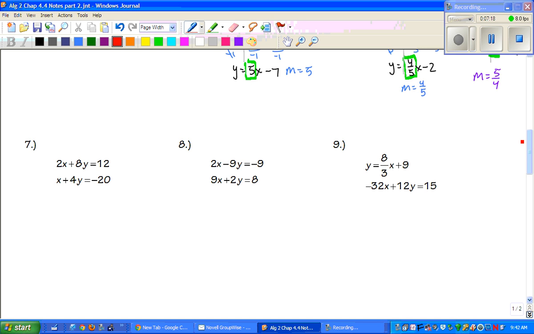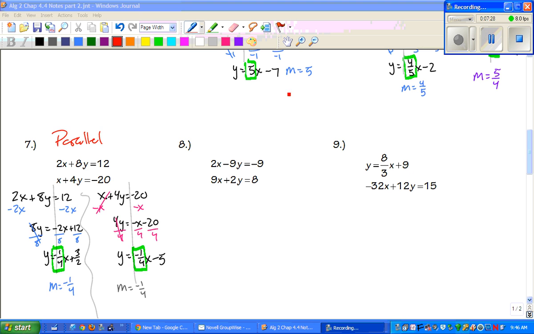Okay, 7, 8, 9. Why don't you guys try number 7? Pause the video, and let's see how you do. When you go through and solve for y on the first equation, you end up getting a slope of m equals negative 1/4. When you do the second equation, it ends up getting the same thing, so lines with the same slope are parallel.